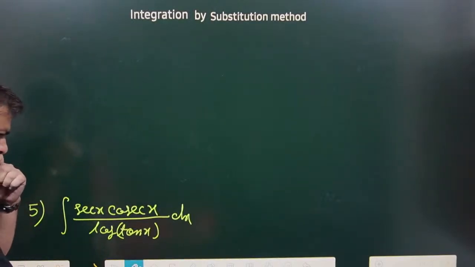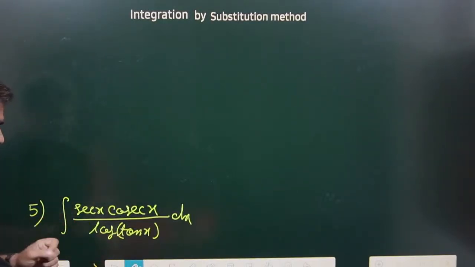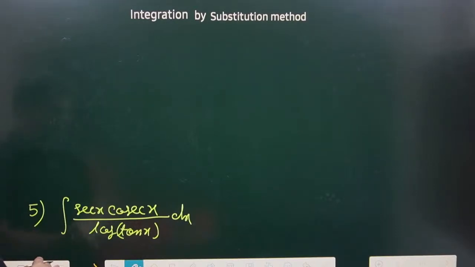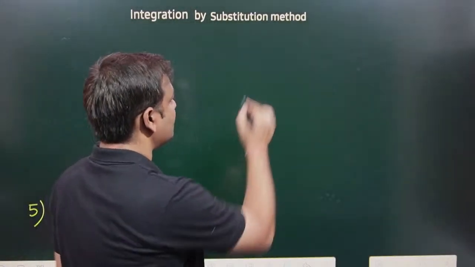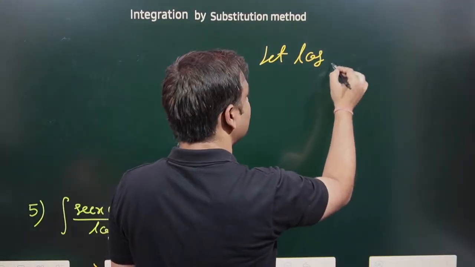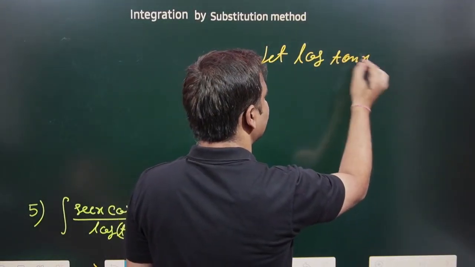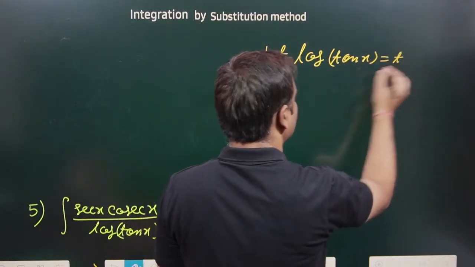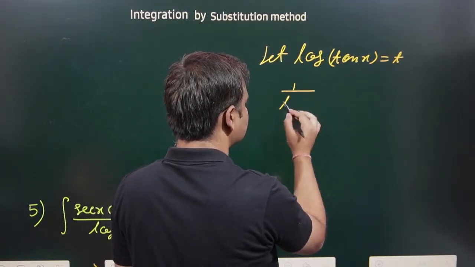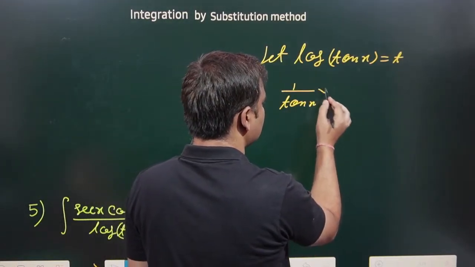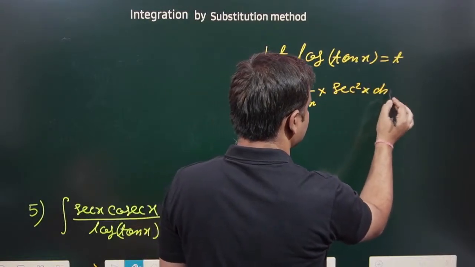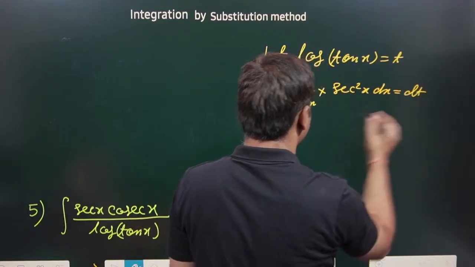Look here, integration of log of tan x, here sec x into cosec x dx. Now let log of tan x be t. So differentiate both sides, then we get how much? 1 by tan x into differentiation of tan x, which is sec square x dx. This is equal to dt.